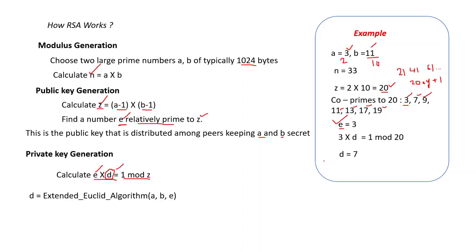In real practice, this D is chosen using the extended Euclid algorithm, which takes in a, b and e and computes d. I'm not going to discuss extended Euclid in this lecture. So D is the private key that the receiver keeps as a secret to himself.